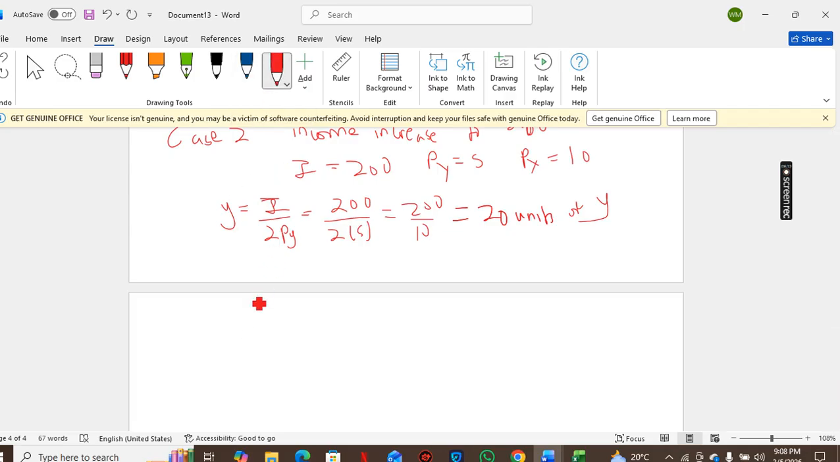Okay, so for X equals I over 2PX. Income increased to 200 over 2 times the price of good X, which was 10. So 200 divided by 20, that is 10 units.